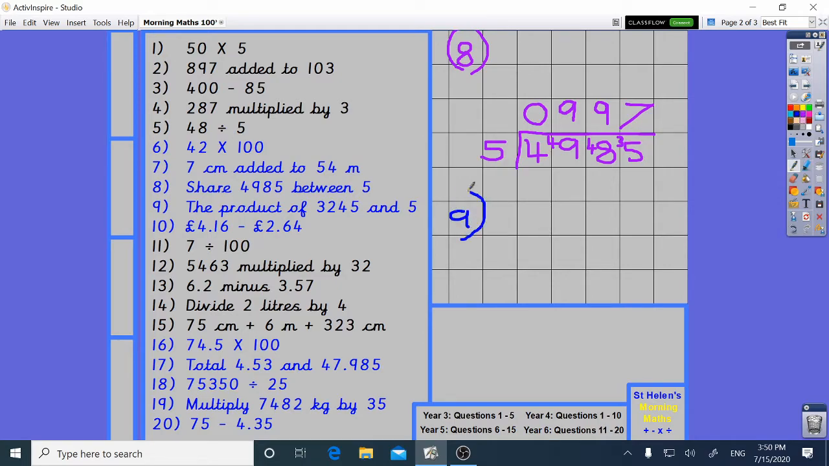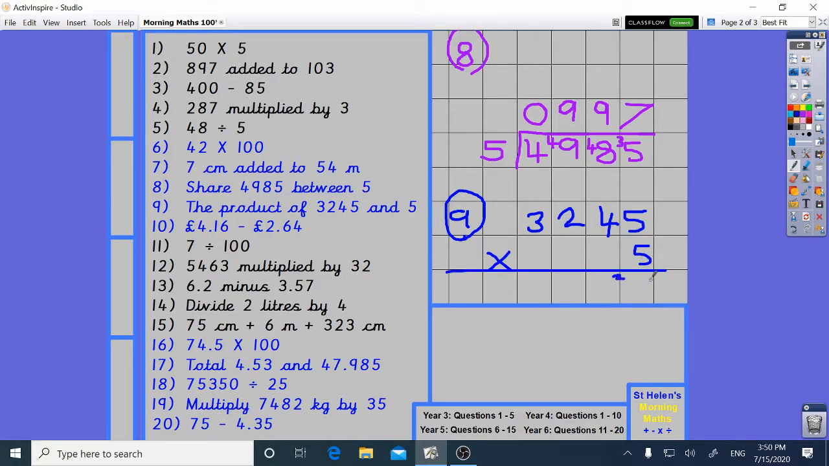Product, I know you know this now. It's such an important word in maths as well. Product means times. I think it's the hardest word for times. But probably not for you if you know it by now. 3,245 times 5. Multiplying by 5 is nice.